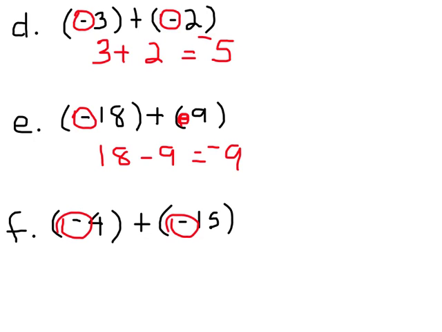And finally, in F, I've got like signs. Both are negatives, so it's an addition problem. 4 plus 15 equals 19. They are both negative, so it is negative 19.